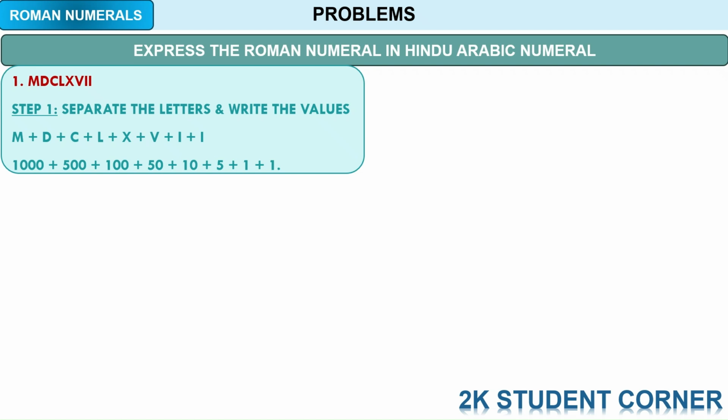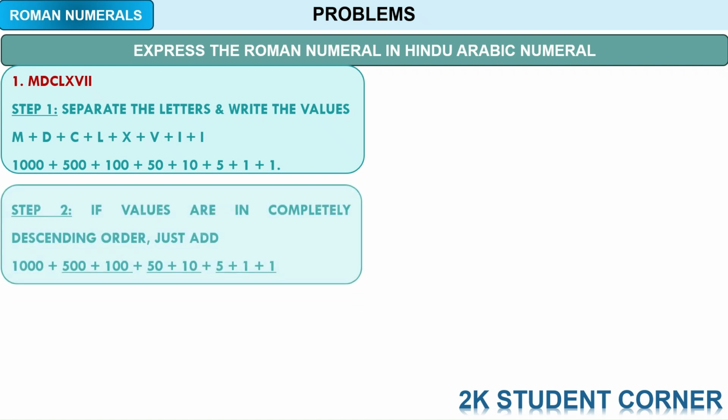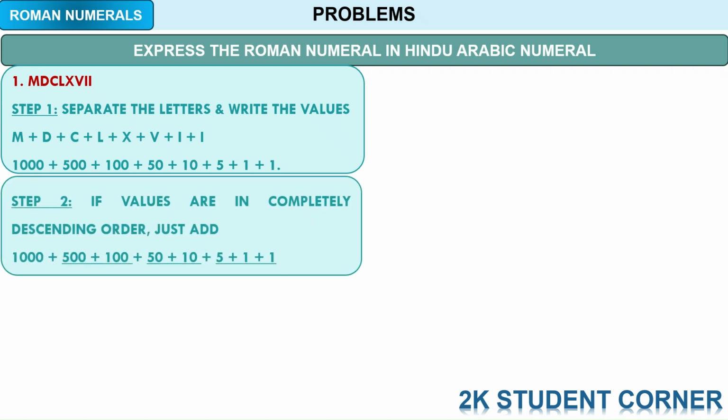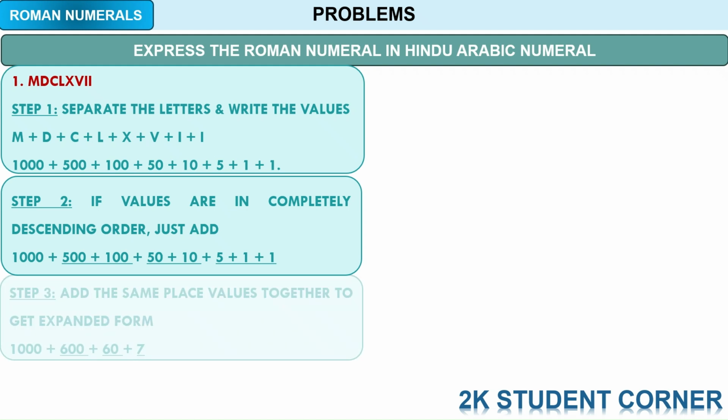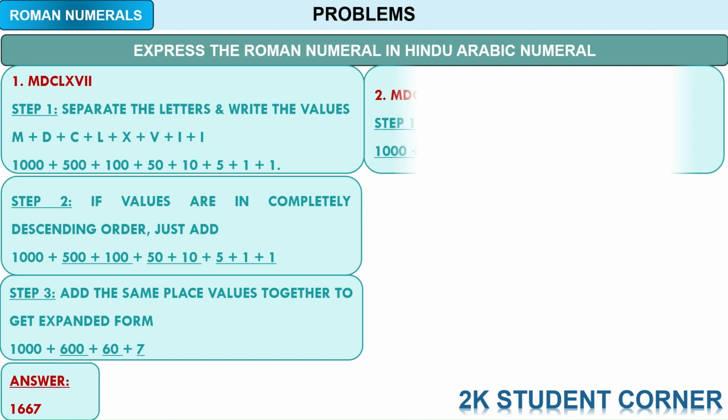Now let us learn how to express the given Roman numeral in Hindu Arabic. Question 1. MDCLXVII. First separate out all the letters and write their individual value. M equals 1000. D equals 500. Etc. Now check the order of the numbers. It is in descending order. Just add the same place values together to get the expanded form. Then convert to compact form.